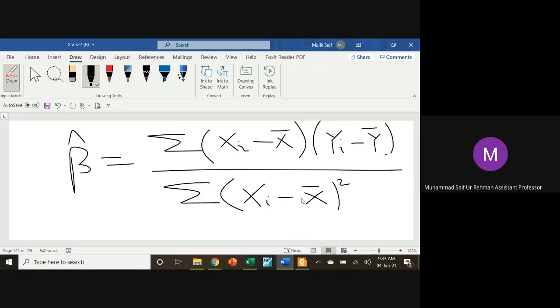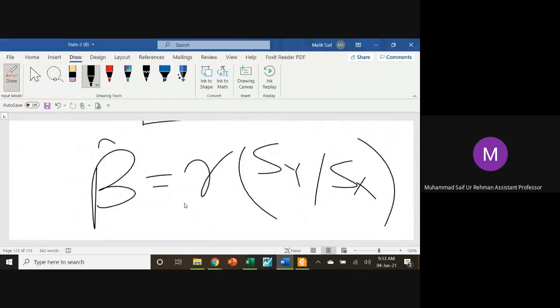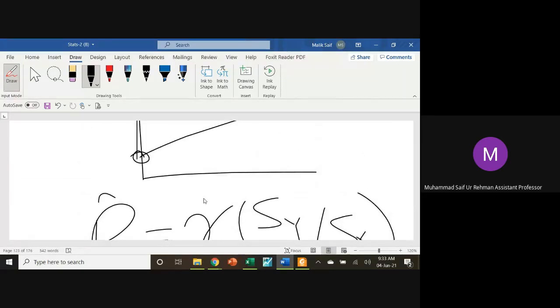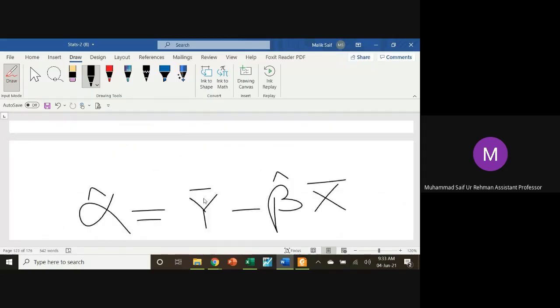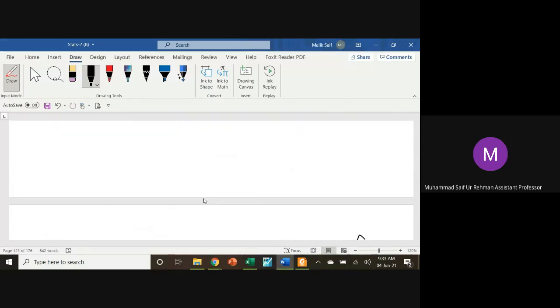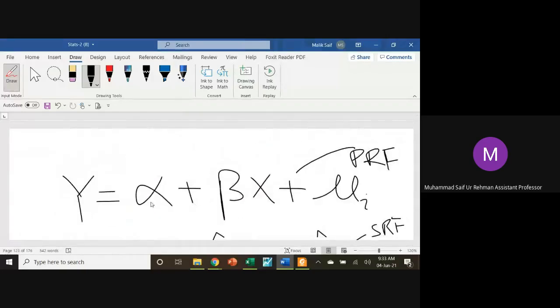Okay. So these are the estimators. We call these values estimators, and these estimators are basically the best estimates for the population parameters. The population parameters are alpha and beta, not alpha hat and beta hat, and we are unable to find out their exact values. So we say that these are the best estimates. Alpha hat is the best estimate for alpha, beta hat is the best estimate for beta. Fine.